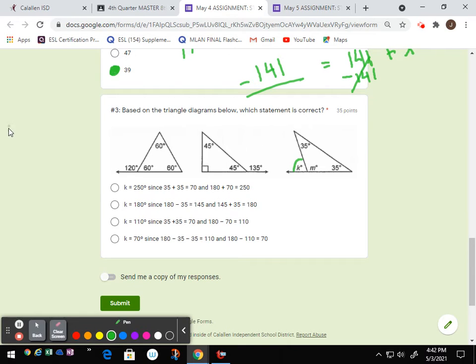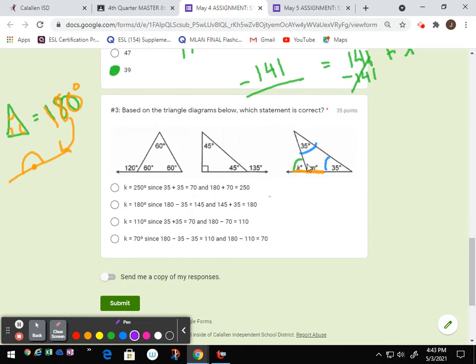Again, we know all the angles in a triangle equal 180 degrees. We also know a straight line is equal to 180 degrees. Since we're already given two angles right here, we can go ahead and find M.